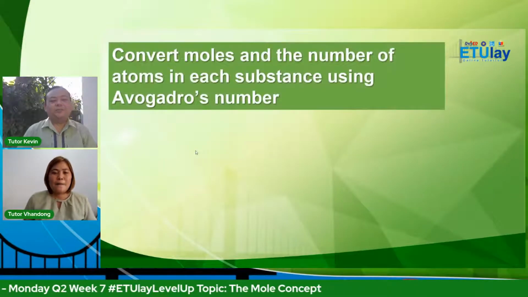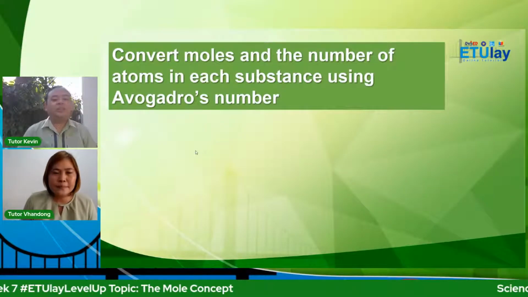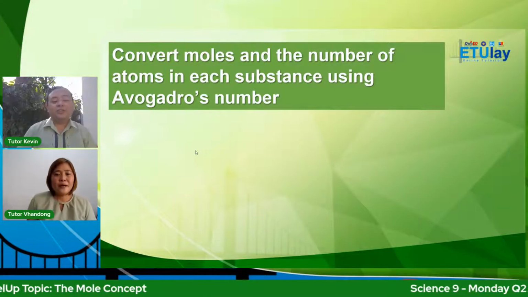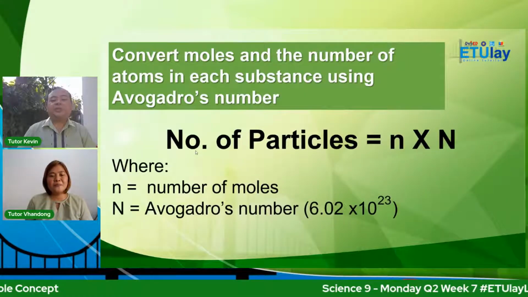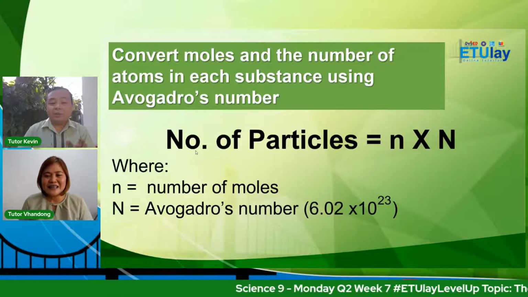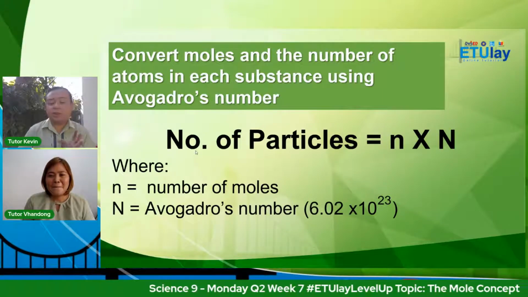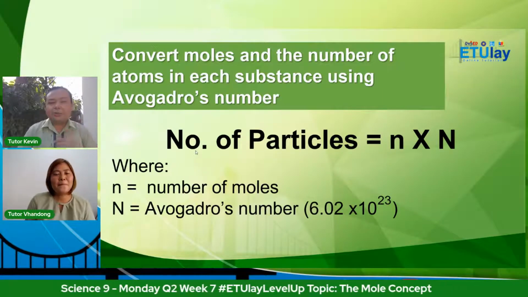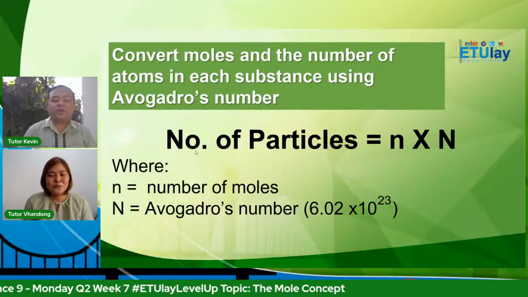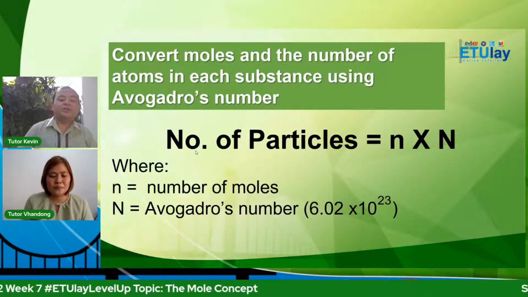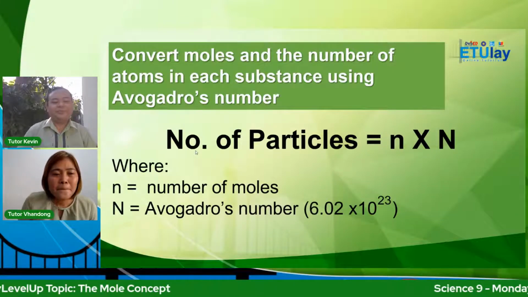Okay, now convert moles to the number of atoms in each substance using Avogadro's number. Number of particles is equal to n times N, where the lowercase n is the number of moles, and uppercase N is, of course, the Avogadro's constant, 6.02 times 10 to the 23rd power.